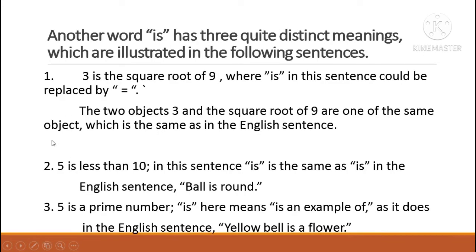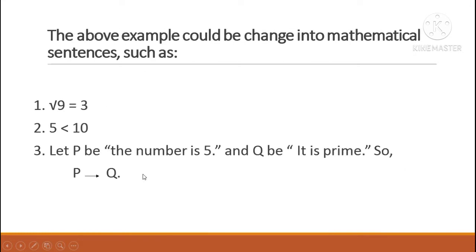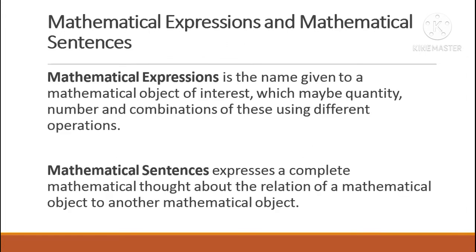Then, number 2, 5 is less than 10. So, nakita niyo dito, class, 5 is less than 10. Naging mathematical sentence na siya. Then, let P, number 3: let P be "the number is prime." The number is 5, so 5 yung ating number. And Q could be "it is prime." So, magiging sentence niya, class, is 5 to Q. Intindihan po? Okay.